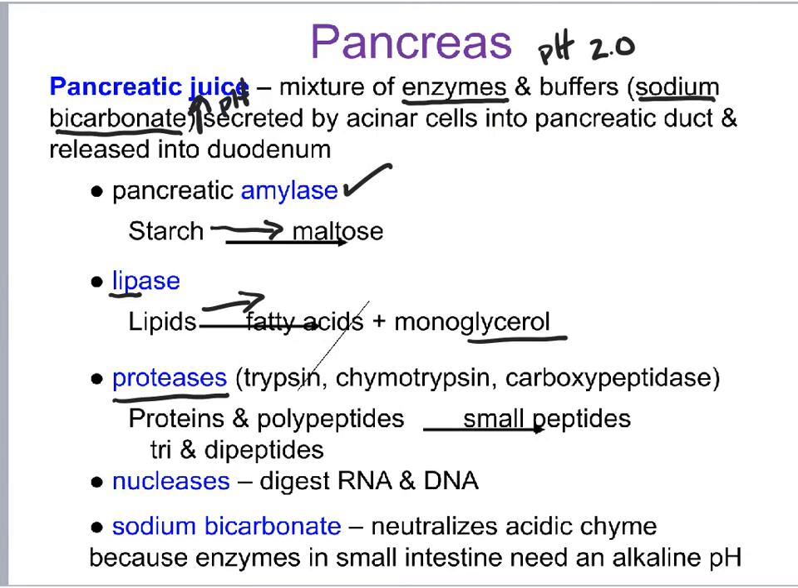Proteases are going to break down proteins and polypeptides into small polypeptides and tri and dipeptides. Nucleases are going to digest RNA and DNA into their nucleotide components. And then, as I mentioned, sodium bicarbonate, not an enzyme, just a buffer, is going to neutralize the acidic chyme coming from the stomach.